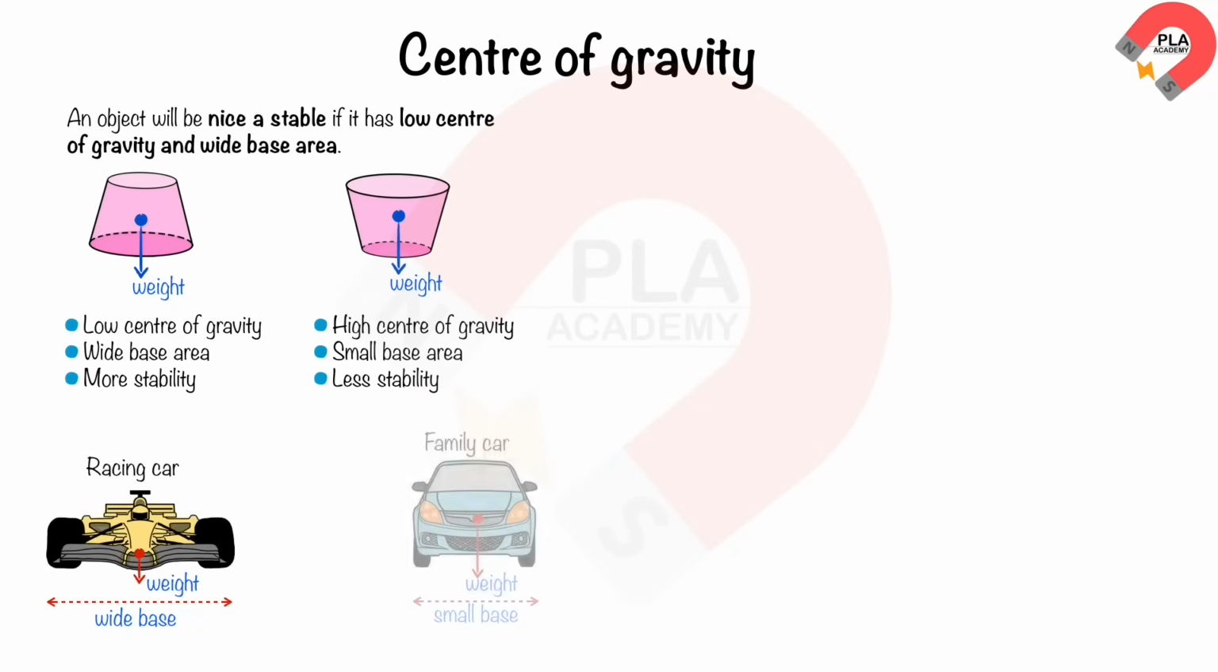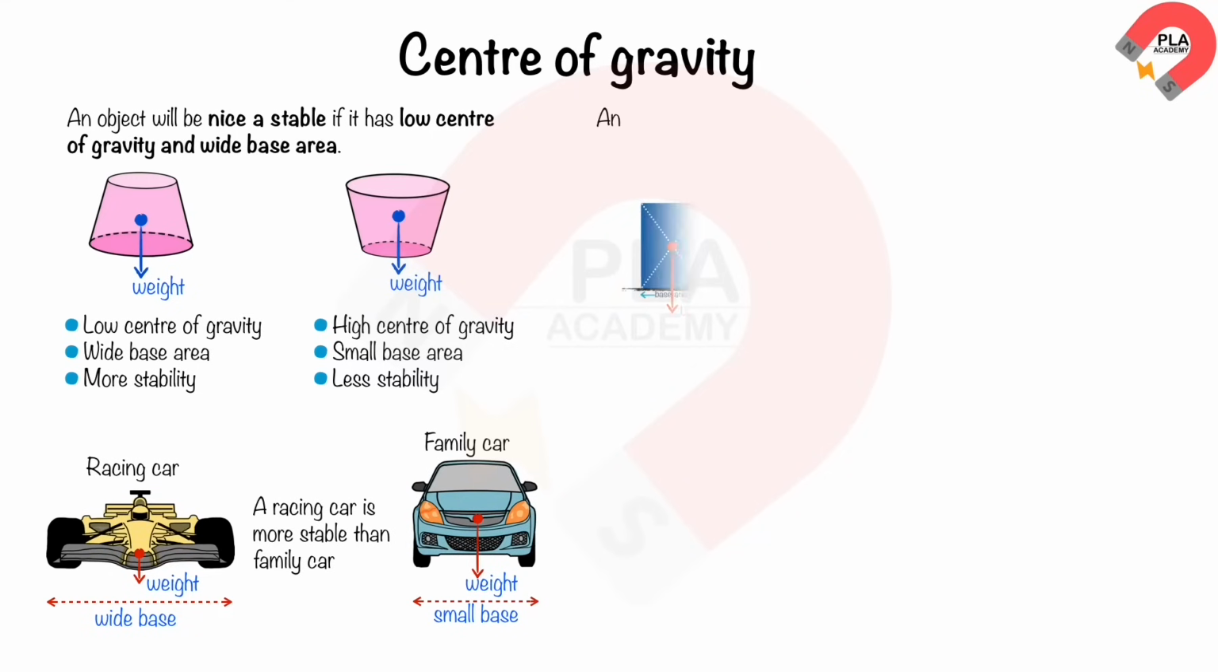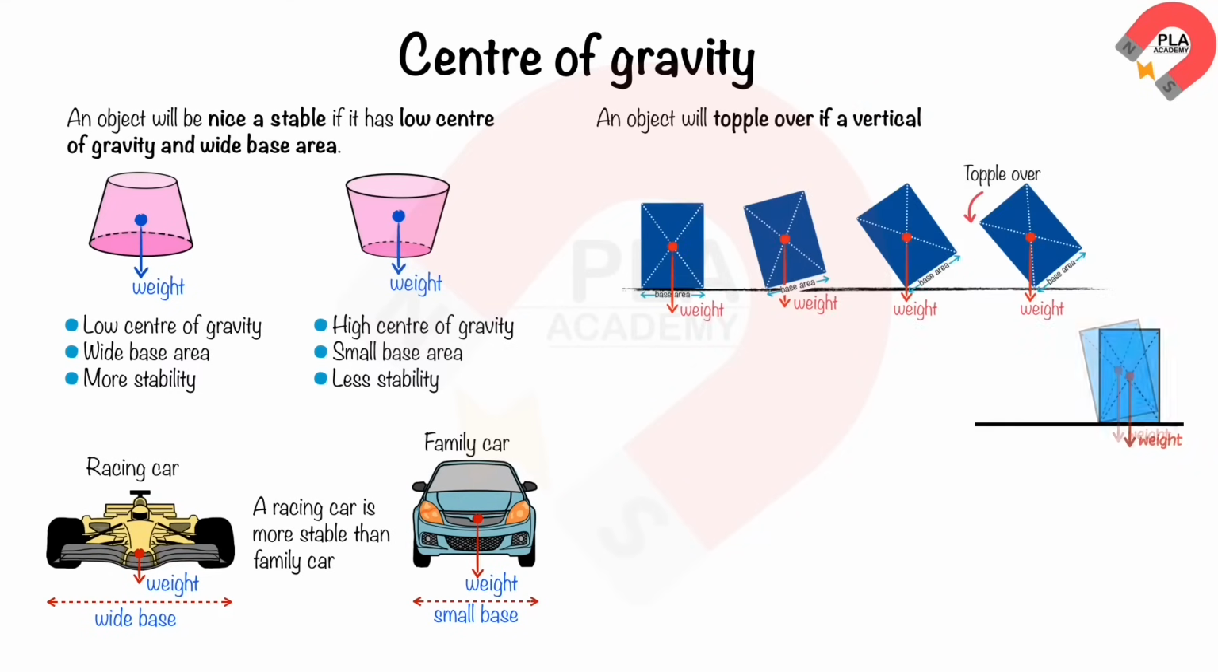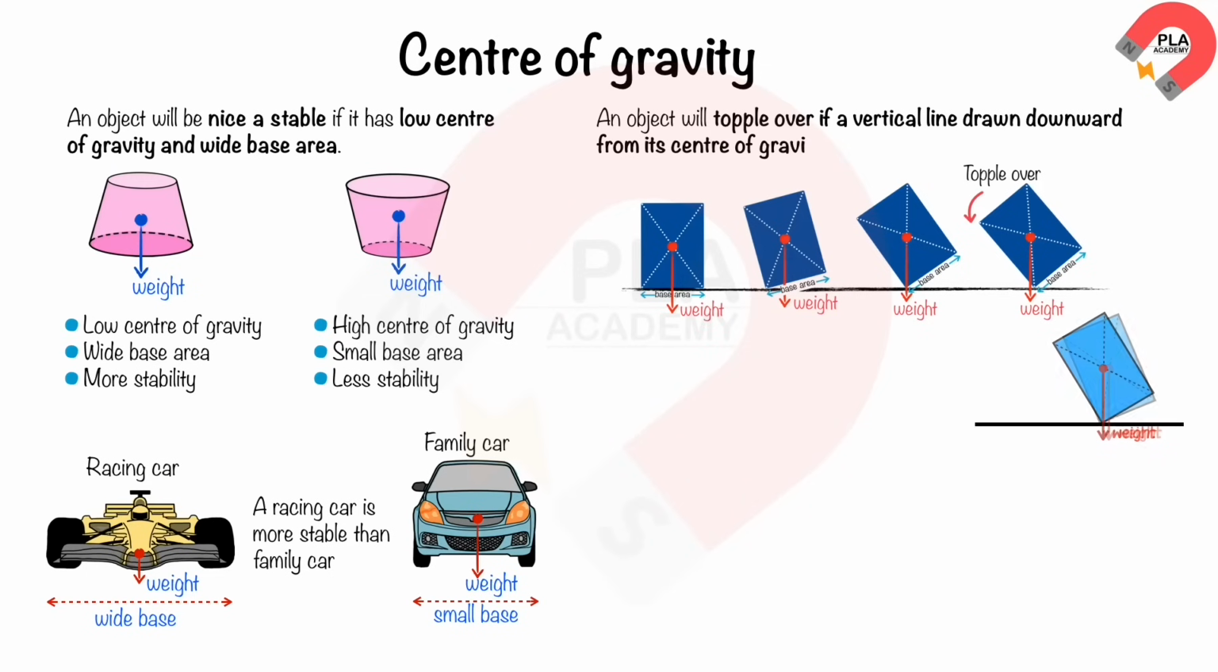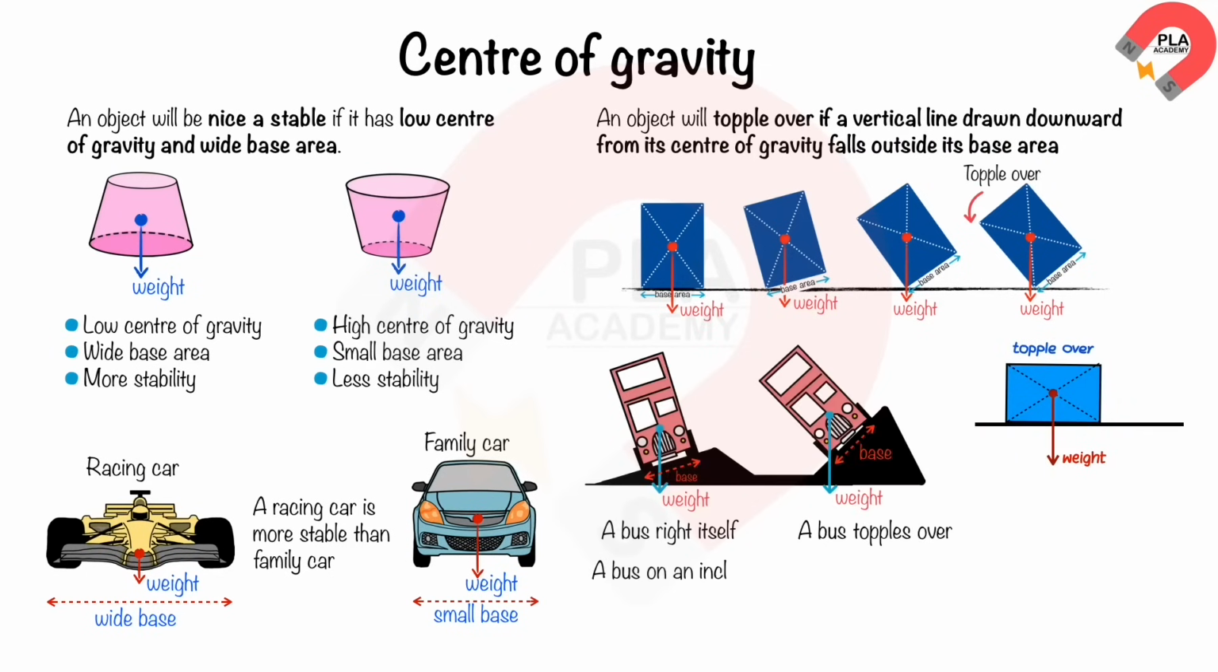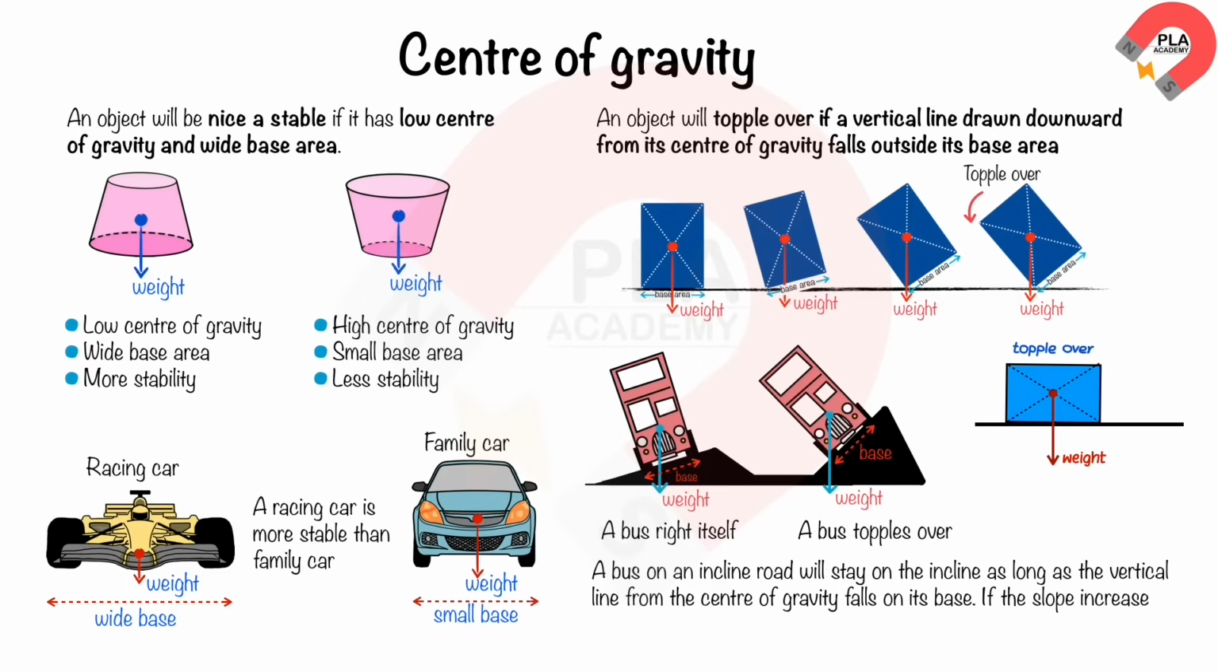A racing car has a lower center of gravity and wider base area than the family car, so the racing car is more stable. An object will topple over if a vertical line drawn downward from its center of gravity falls outside its base area, as shown. For example, a bus on an incline road will stay on the incline as long as the vertical line from the center of gravity falls on its base. However, if the slope increases until the vertical line falls outside its base area, the bus will topple over.